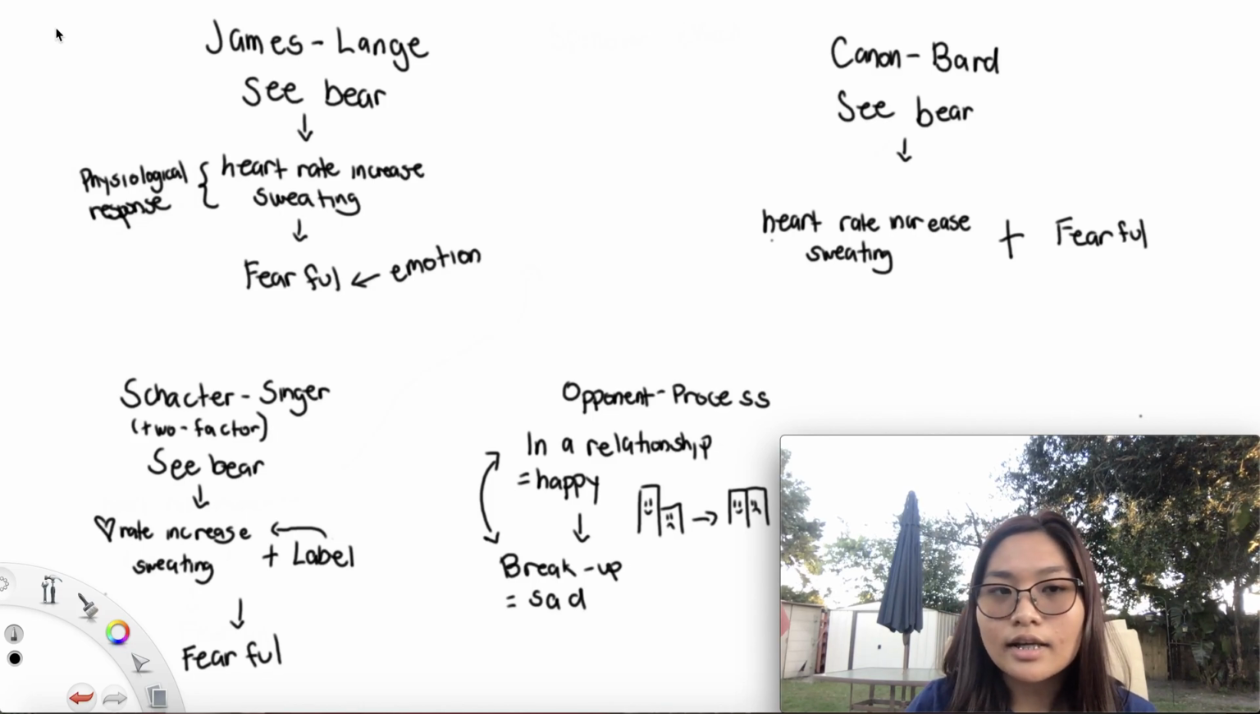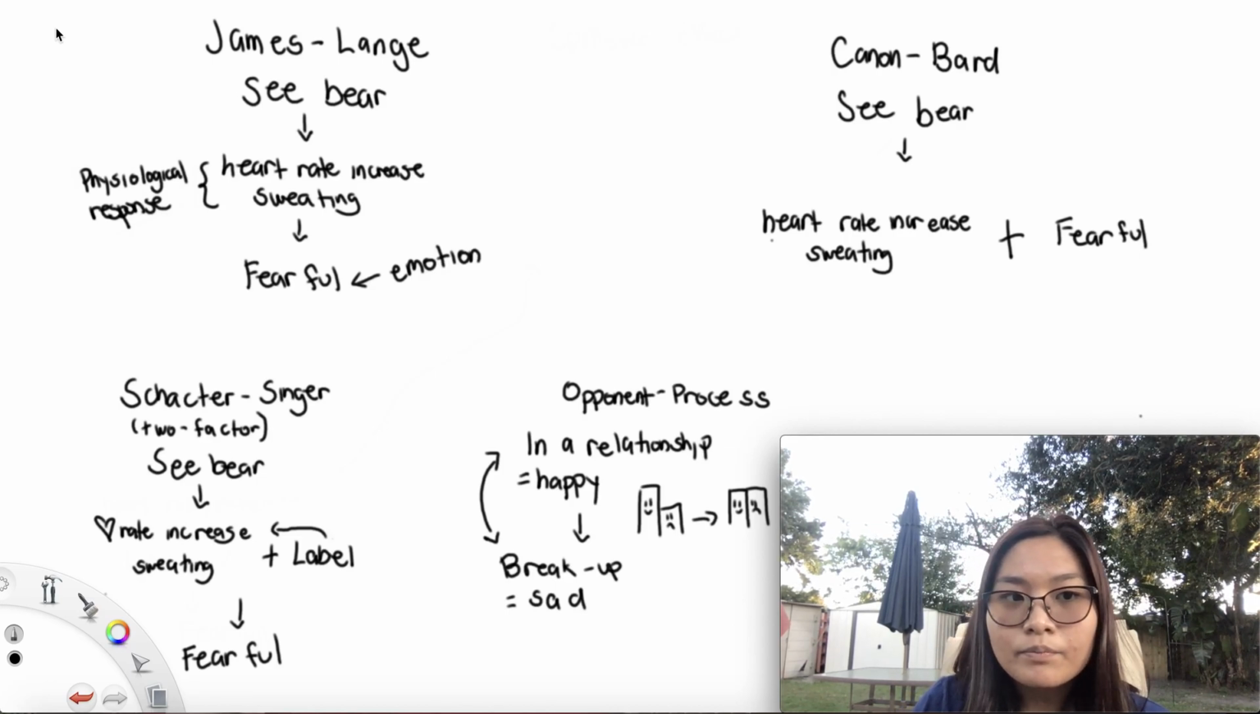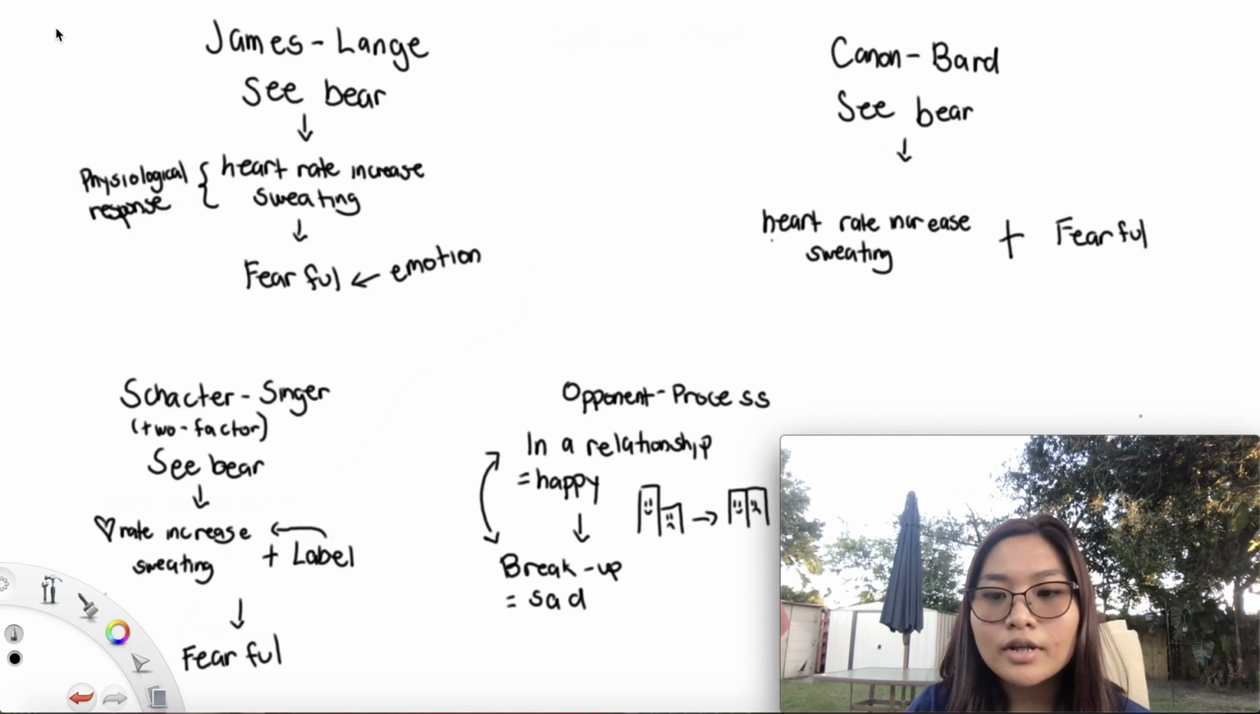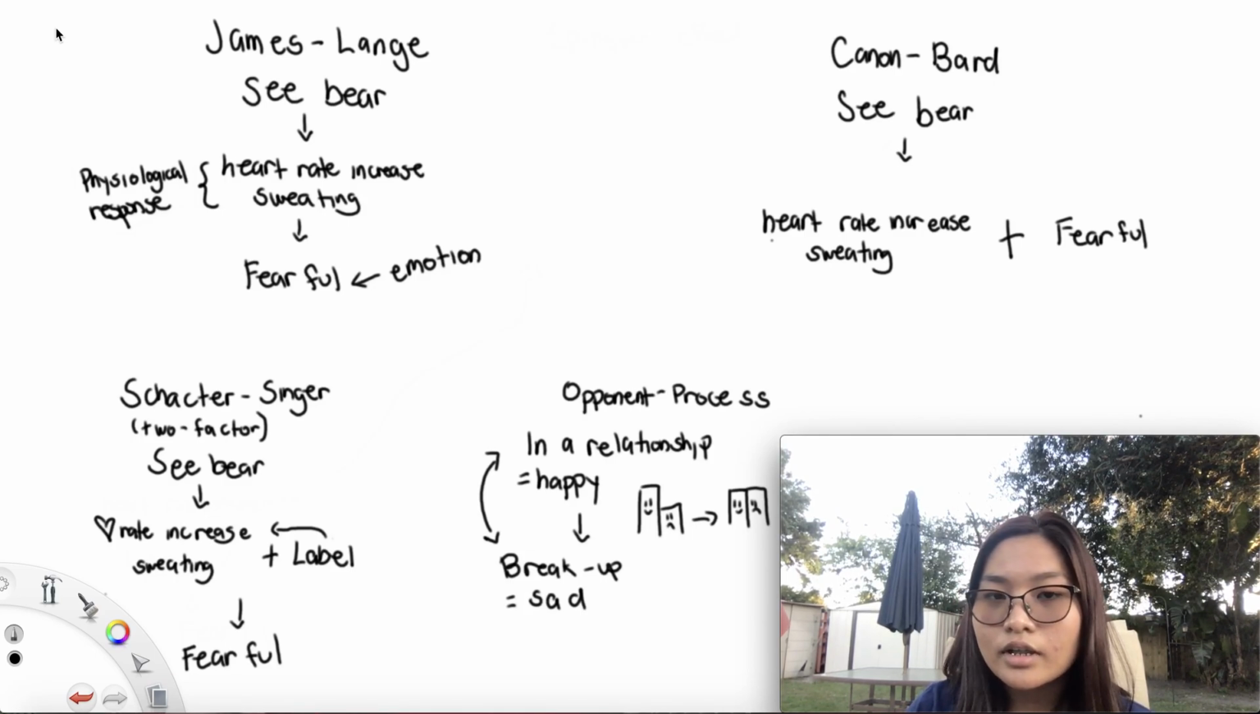So, in James-Lange, it says that our physical arousal comes before the emotion. So, for example, when you see a bear, your heart rate may increase and you may start sweating. So, this is our physiological response. And then, after having that physiological response, you experience the emotion, which in this case is being fearful.